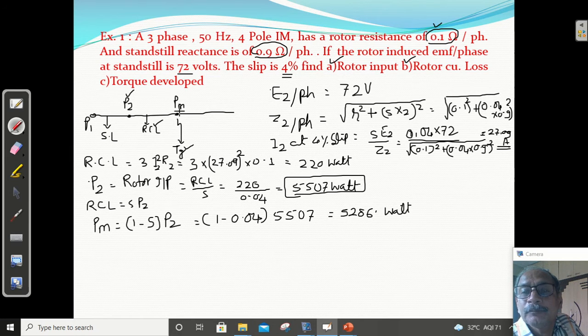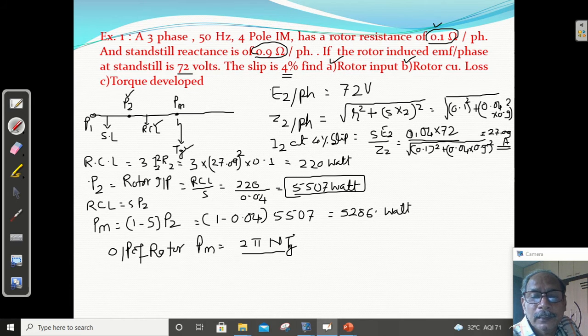Now this PM, rotor output, will be converted into gross torque TG. So we know the output of the rotor, that is PM, equal to 2 pi N gross torque TG upon 60. So from this equation we will get the TG. Hence TG equal to what? PM equal to what?